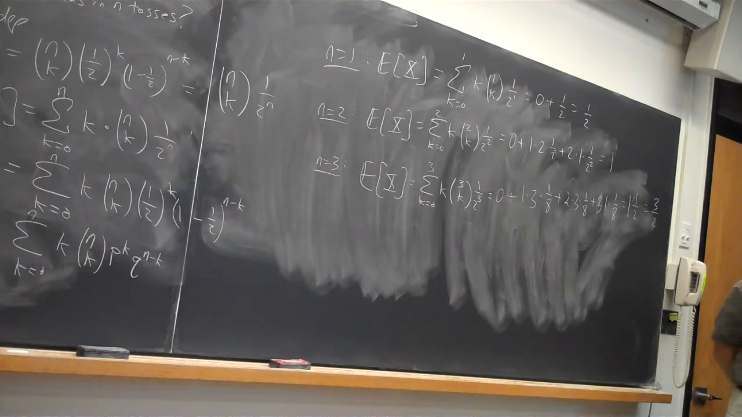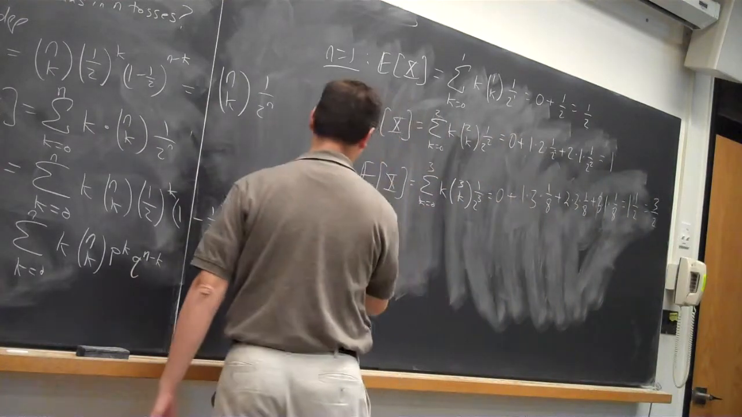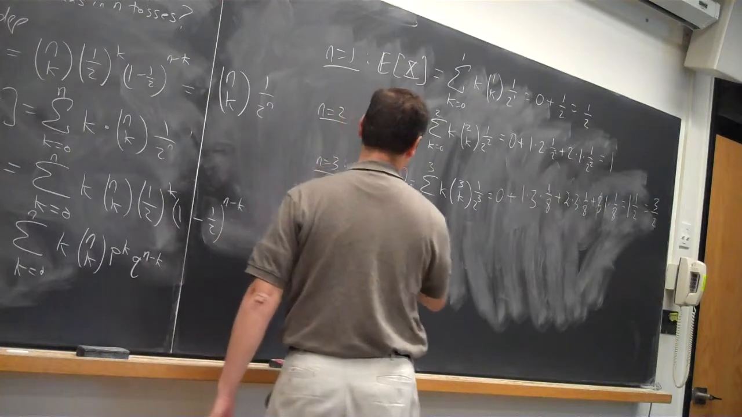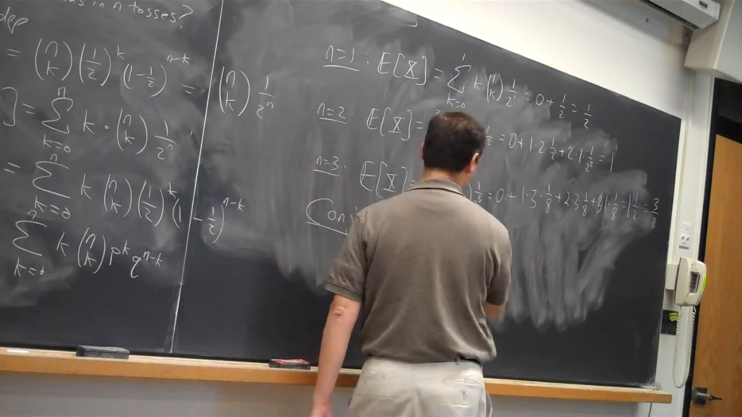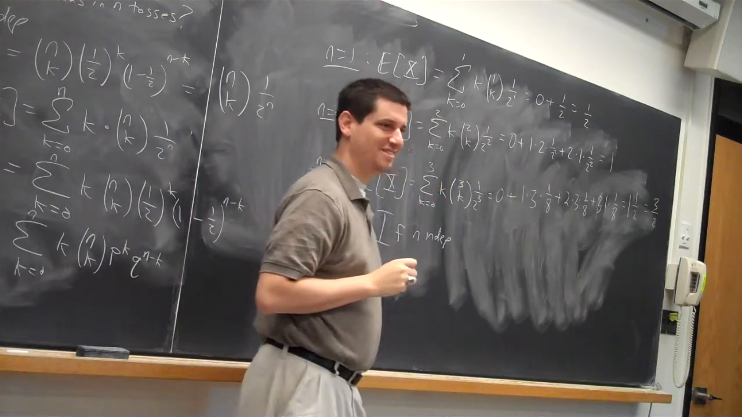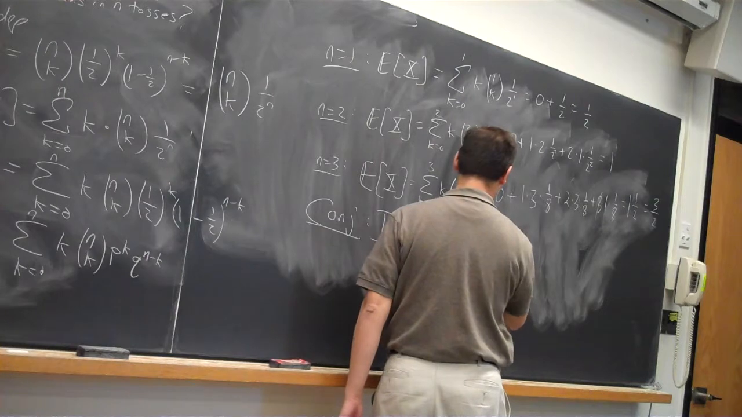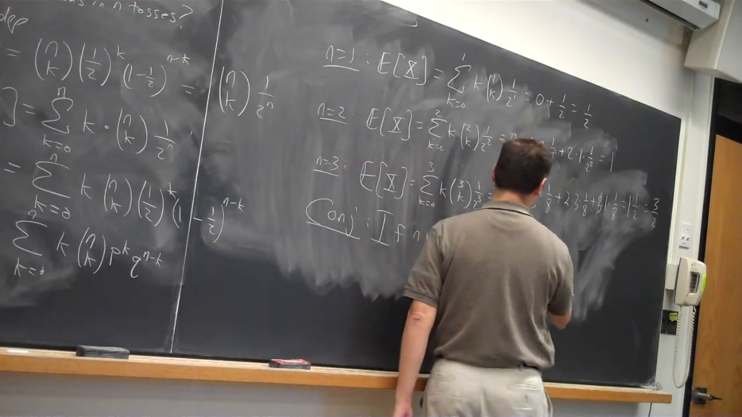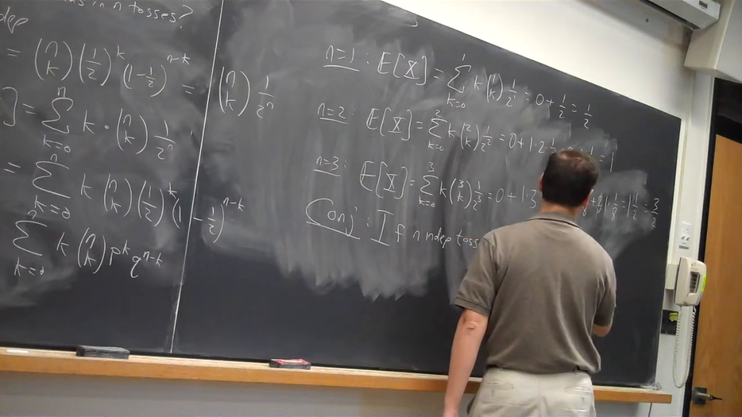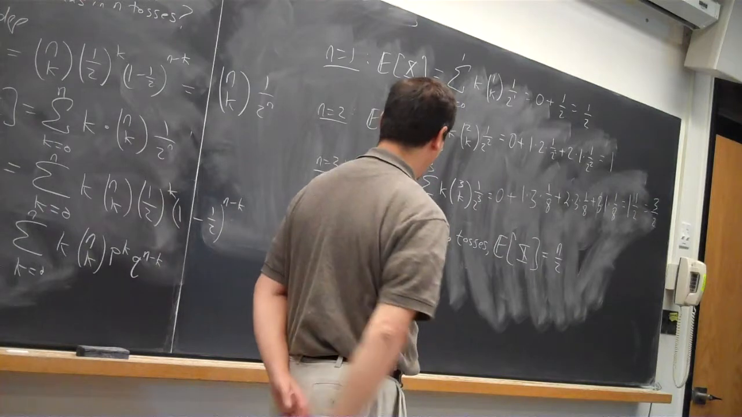So we have a conjecture. If n independent tosses, the expected value of x is equal to n/2, or n times p. Even better.